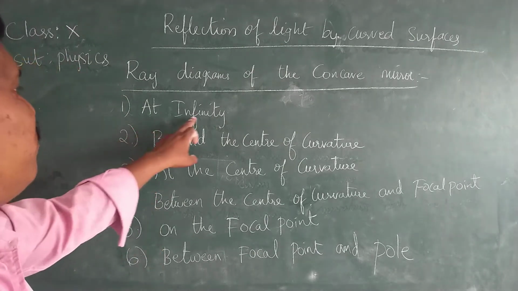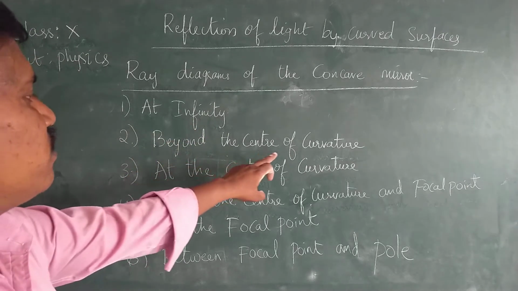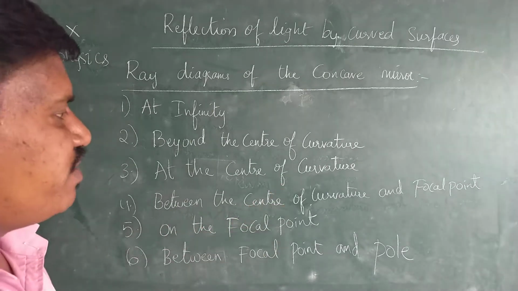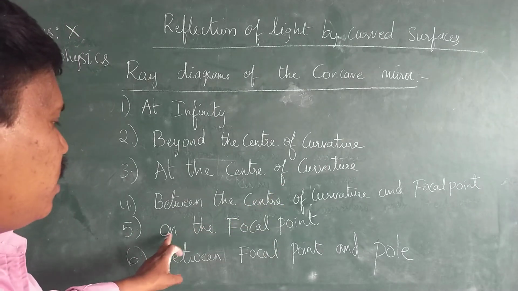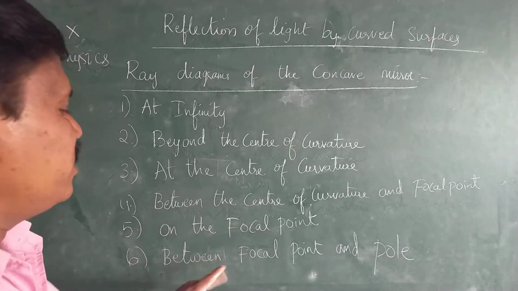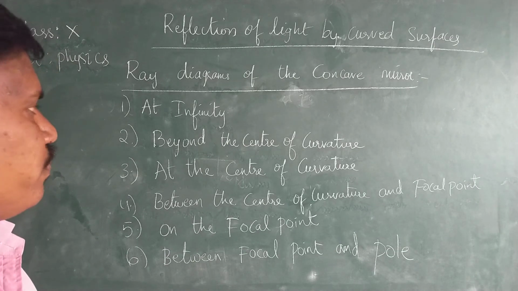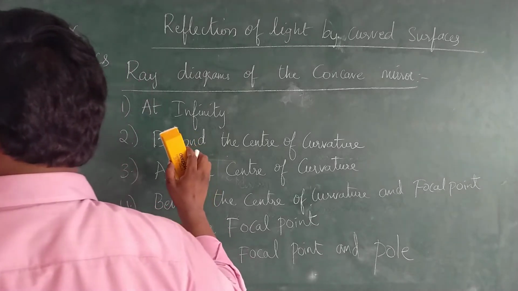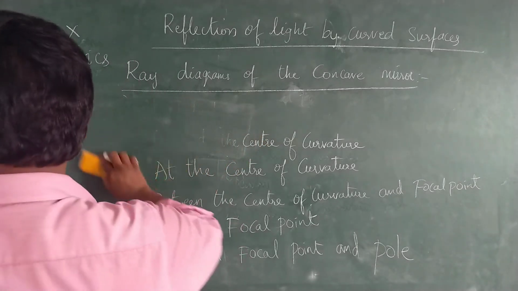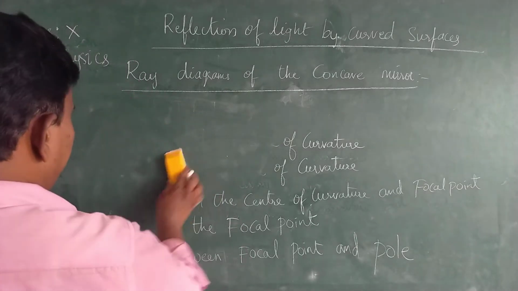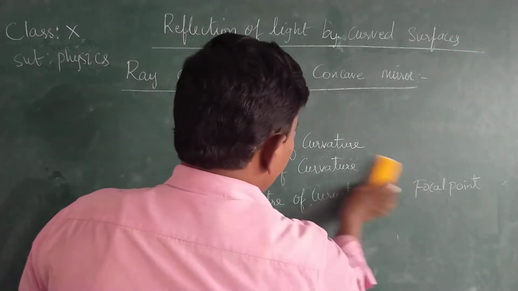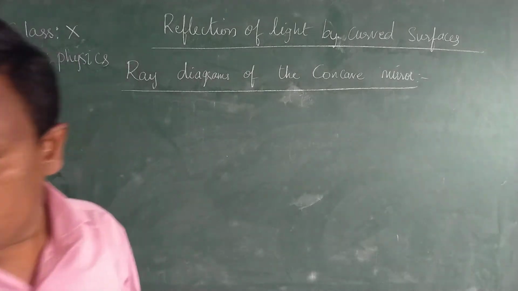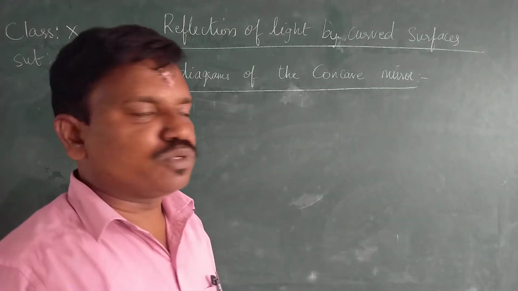What are they? At infinity, beyond the center of curvature, at the center of curvature, between the center of curvature and the focal point, on the focal point, between the focal point and the pole. Now look here. First, I will say how to remember the 6 positions.